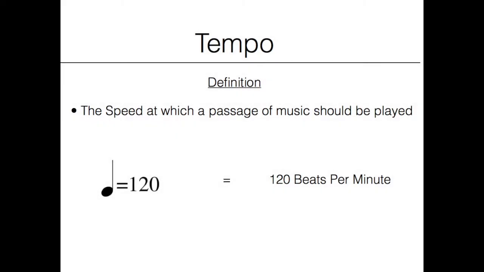Tempo. Tempo is defined as the speed at which a passage of music should be played. To start off a piece, you might see a quarter note at the top of your page with an equals sign followed by a number. All this means is a quarter note is worth X amount of beats per minute. It is basically telling you how fast or slow the piece needs to be played. In this case, the piece would be played at 120 beats per minute.